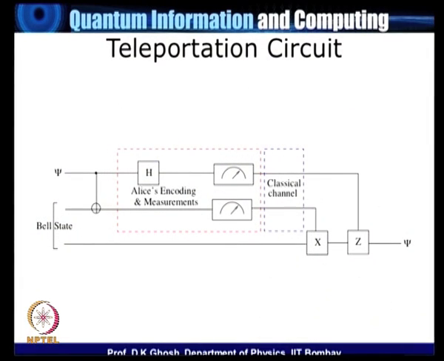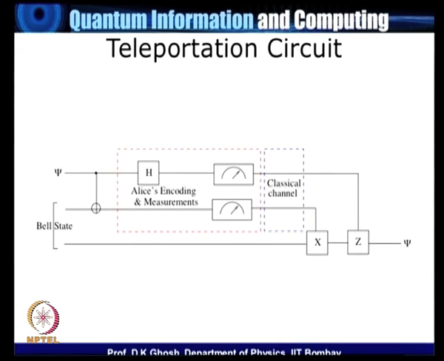Look at the circuit again, the slide again. The next step is Alice applies a Hadamard gate to her first qubit. Now remember what the Hadamard gate does. A Hadamard gate converts a 0 to 0 plus 1 by root 2 and converts a 1 to 0 minus 1 by root 2. So if you look at this picture again, the state now becomes the following.